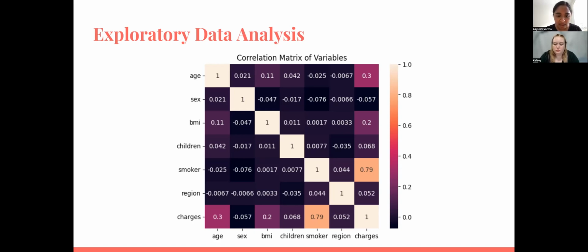And we see that the highest correlation is between smoker and charges, which implies that if you're a smoker, it's going to be very highly correlated that you will also have higher insurance charges or medical charges. There were also correlations between BMI and age and charges. So BMI is correlated with charges, age is correlated with charges. We saw there was a negative correlation between sex and region, smoker, children, BMI, and age.